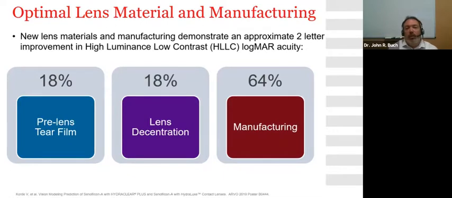So of that 2-letter improvement in high luminance, low contrast acuity, about 18% was attributed to the pre-lens tear film. About another 18% was attributed to lens decentration. And finally, about 64% was attributed to accurate manufacturing. So each one of these, I just want to touch on really quick.